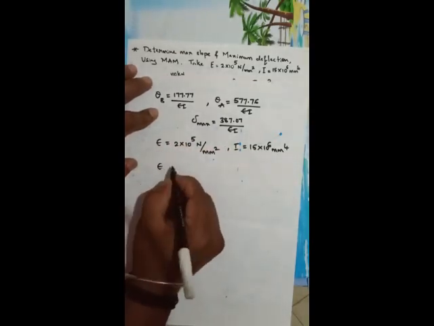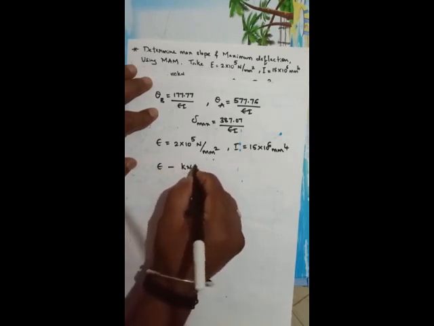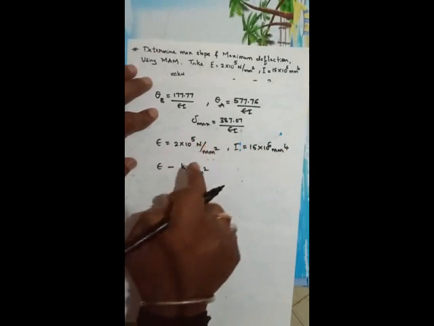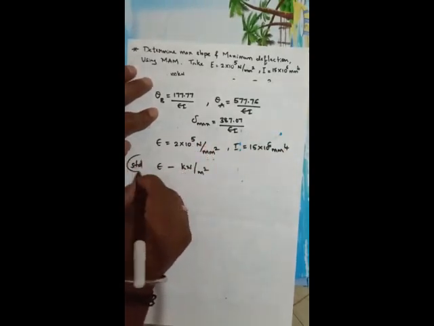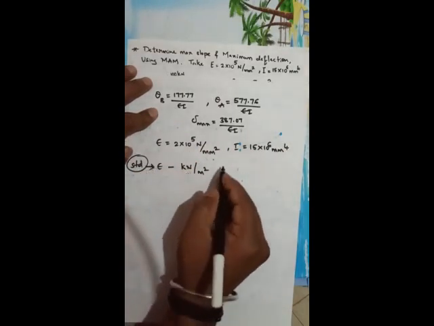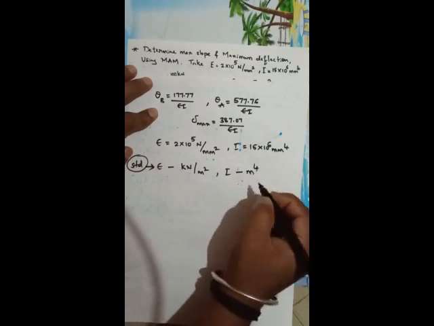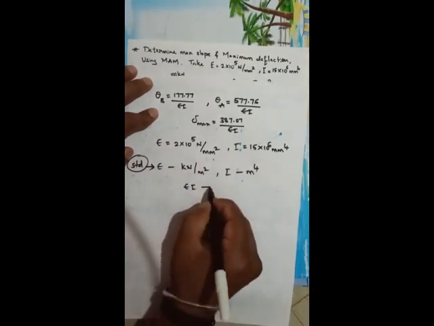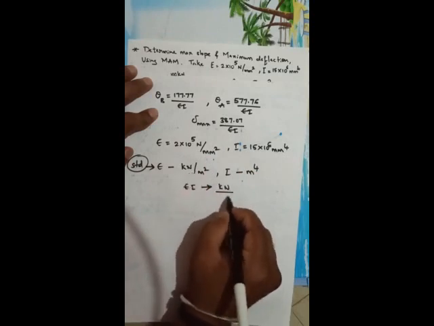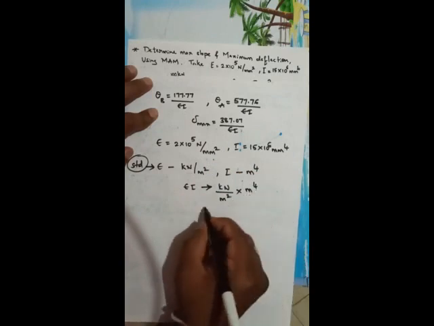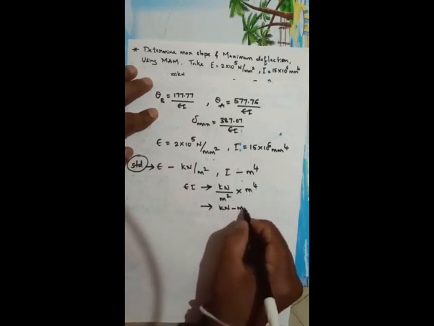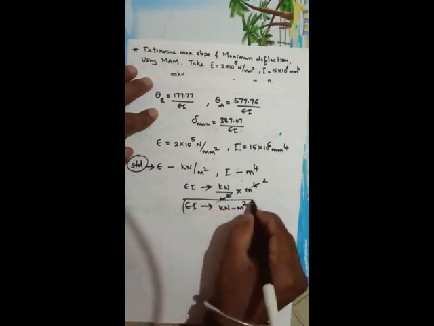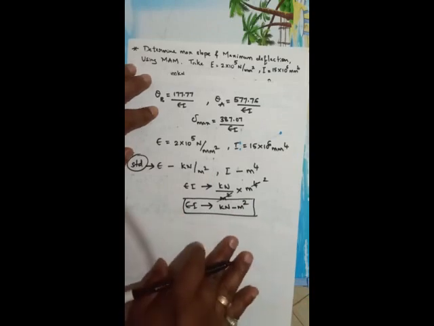Always keep it in mind, this Young's modulus should be in kilonewton per meter square. Whatever units they have given, you need to convert into standard units. E should be in kilonewton per meter square and I should be in meter raised to 4. If I multiply these, that is EI, called flexural rigidity. Kilonewton per meter square times meter to the 4 gives kilonewton meter square. EI should always be in kilonewton meter square. This is very important.